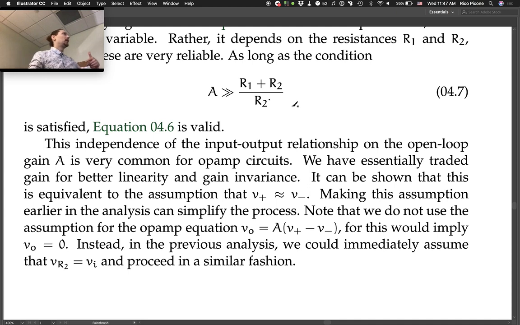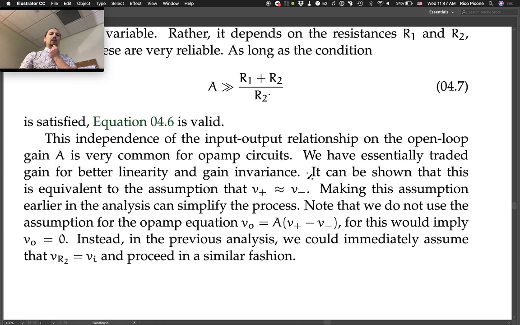Because when you operate in this feedback mode, you get good linearity because the output gets fed back to the input, and V plus and V minus don't get very far from each other. So you don't saturate. So you get linear operation. And you get gain invariance. So it doesn't matter what A is, you can still predict what your loop gain will be.